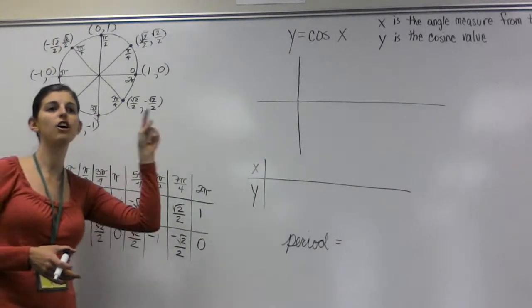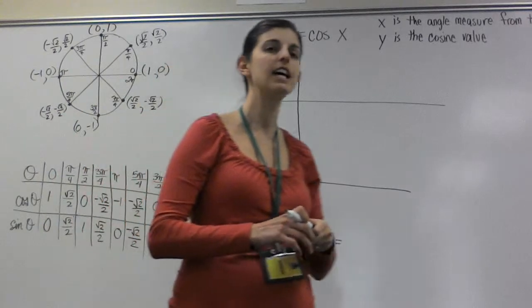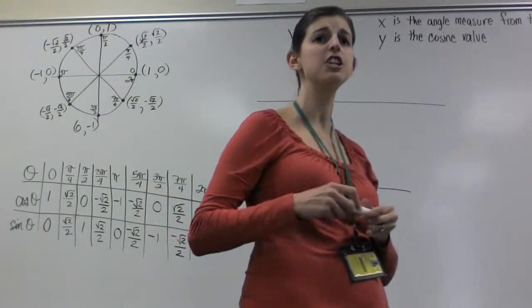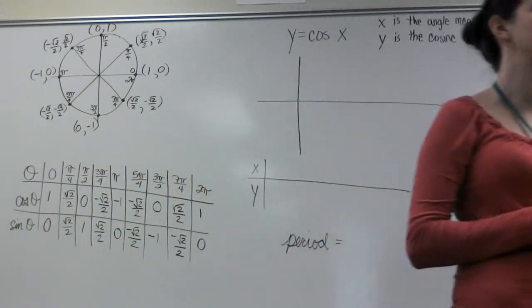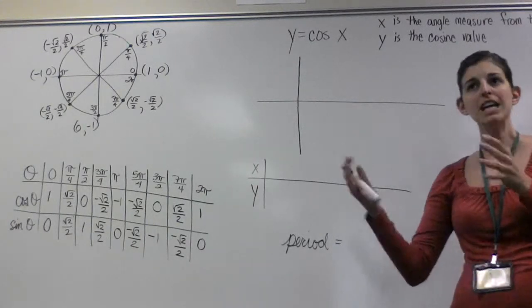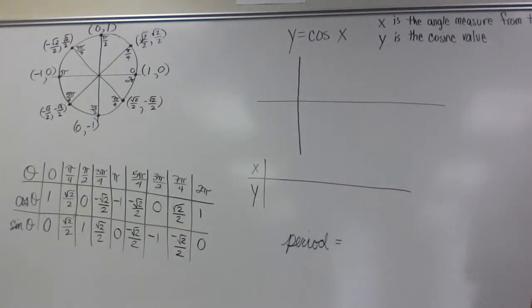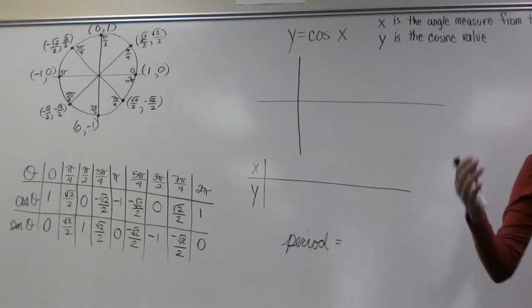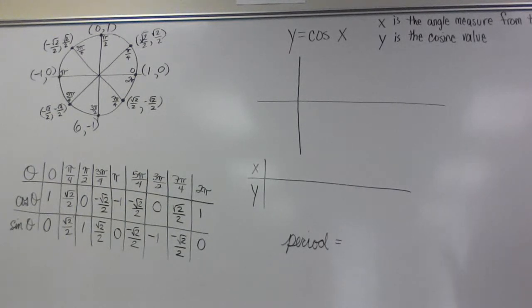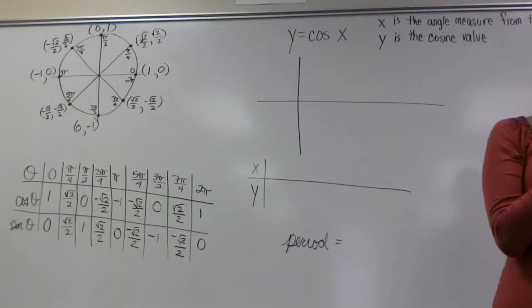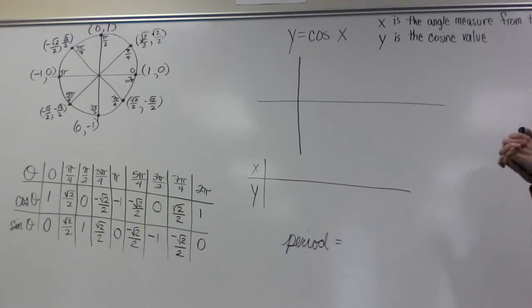Sine and cosine are cyclic functions. I think these are the first cyclic functions that you have in your math career. And that means that they have a period length. The period is how long the cycle is, or how long it takes for the number pattern to repeat. Okay? So how long does it take before cosine and sine values repeat the pattern?